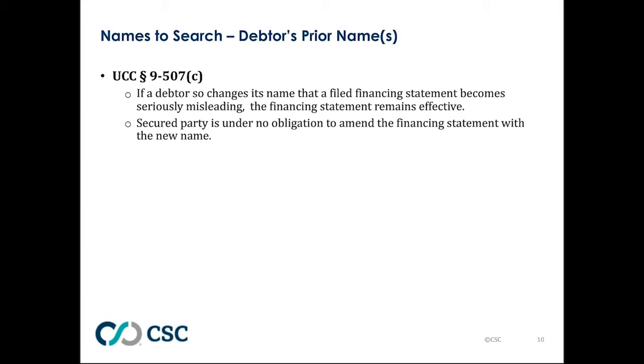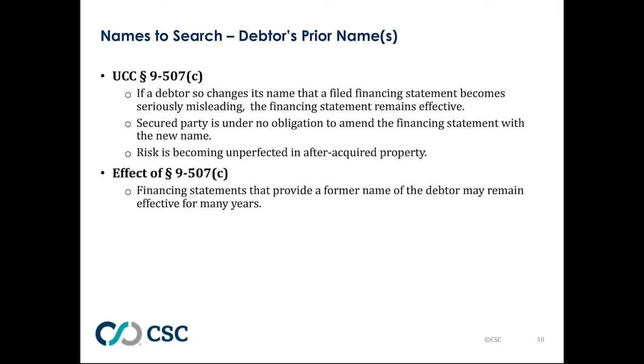The secured party, by the way, is under no obligation to amend the financing statement. If they don't, they risk becoming unperfected in after-acquired collateral that is acquired more than 4 months after the debtor name change. But if they don't file that amendment, they're still going to be perfected in the existing collateral, and that can come back to haunt a searcher if they didn't look under that old name. So the effect of 9-507(c) is that financing statements filed under the former name of a debtor may still be effective, and that means they need to be searched.